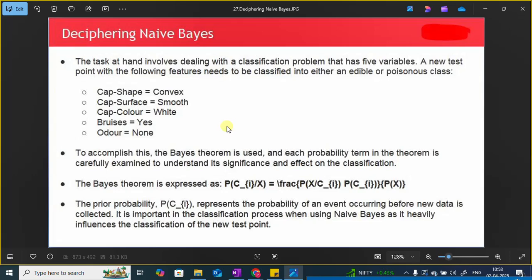So you can see five different scenarios I have taken. Let's say cap shape is convex, cap surface smooth, cap color white, bruises yes or no. By taking the permutation and combination of these five different things, I can express my Bayes theorem formula in this way. So C can be either convex or smooth or white, yes, no. So you can develop your formula altogether.